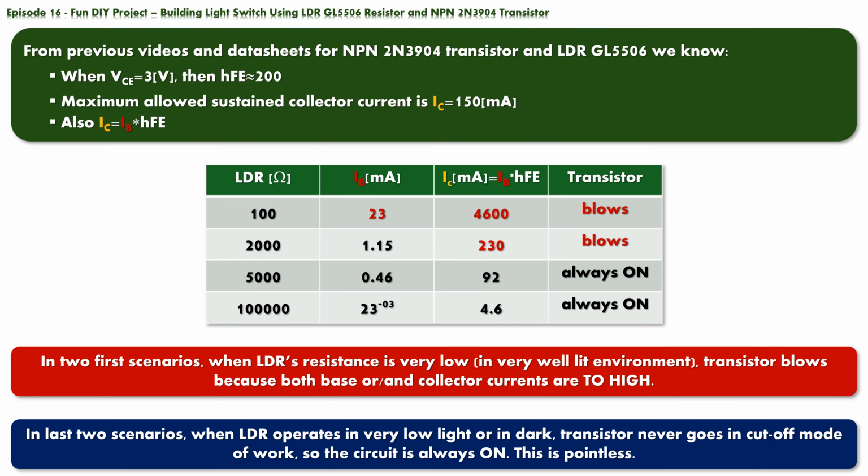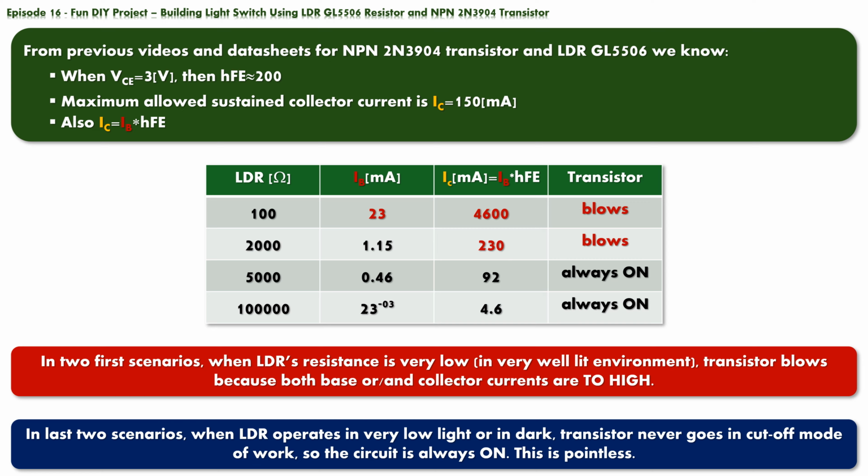So, when VCE is 3 volts, HFE is approximately 200, and maximum allowed collector current for NPN 2N3904 transistor is 150 milliamperes. We know all this from datasheet and previous videos dealing with HFE parameter. Also, let's remind ourselves that collector current is base current times HFE. The following table summarizes different values for base and collector currents, depending on values for LDR's resistance.